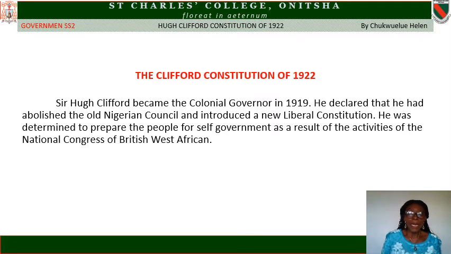Now, let us look at the main lesson. Sir Hugh Clifford became the colonial governor in 1919. He declared that he had abolished the old Nigerian Council and introduced a new liberal constitution. He was determined to prepare the people for self-government as a result of the activities of the National Congress of British West Africa. He called it a liberal constitution because he wanted to respect the opinion and beliefs of the people, and again allow the people a lot of political and economic freedom.